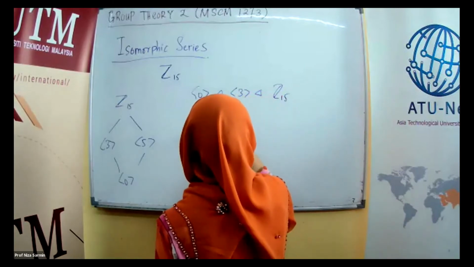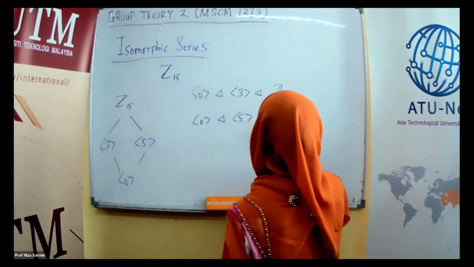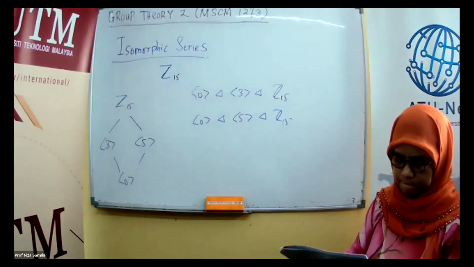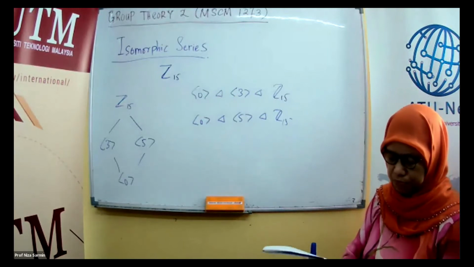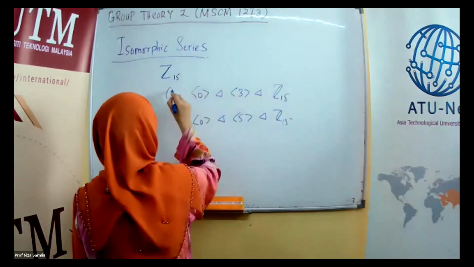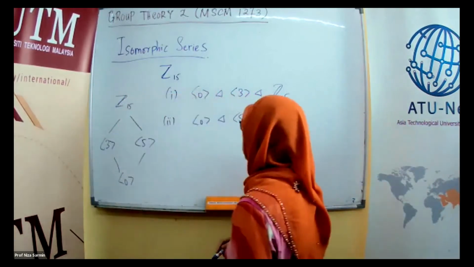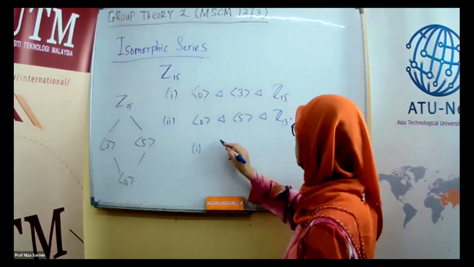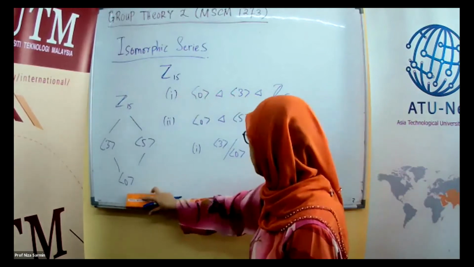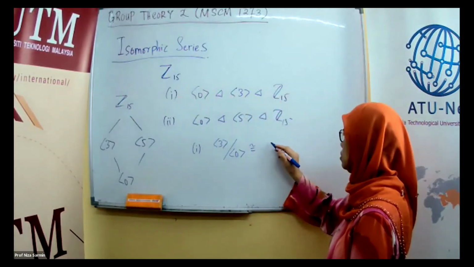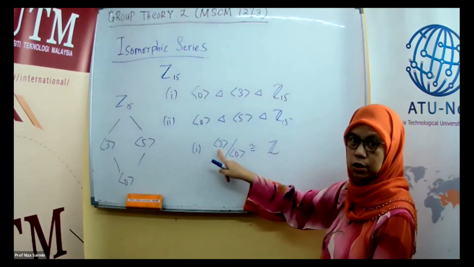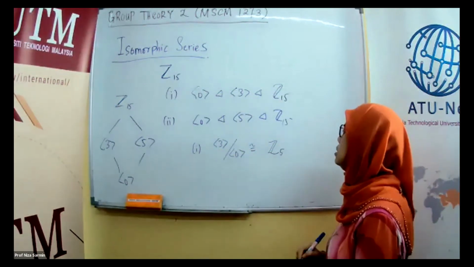Another one is this. Okay. So for the first one, you have this, which is actually isomorphic to just that one, right? That one is order 5, right? Okay, this is order 5.